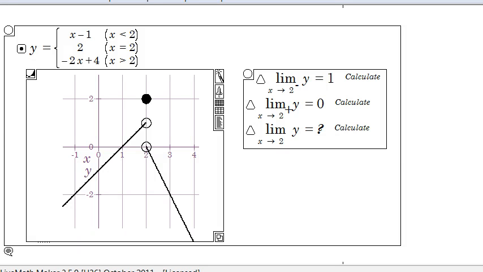We'll take a look at the notion of a one-sided limit. I have a function here, piecewise defined. For x less than 2, it's the function x minus 1. When x is 2, the value is 2. And when x is bigger than 2, then you're using 2x plus, minus 2x plus 4, so that you can describe this piece going down there.